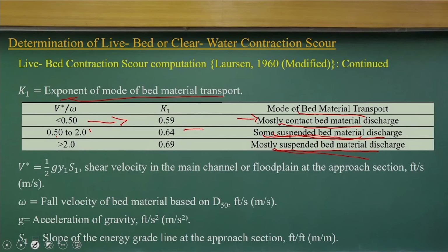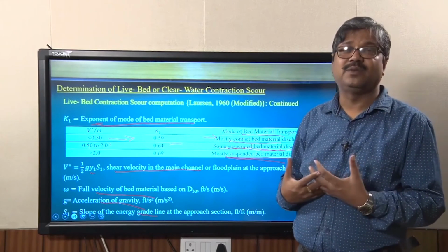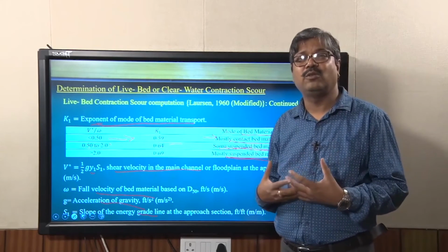The V star we can compute, which is the shear velocity in the main channel or the floodplain. That will be a function of the slope of the energy gradient, acceleration due to gravity, and the fall velocity. These are experimental findings. We don't have much physical concept to define it, but you should try to always understand it.